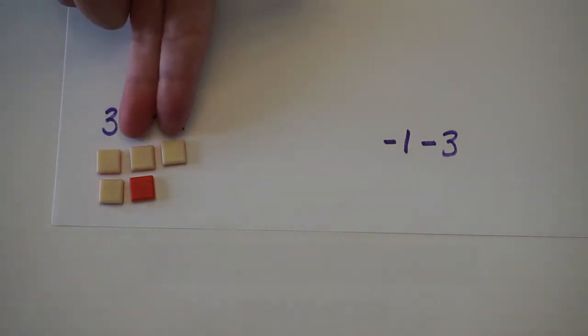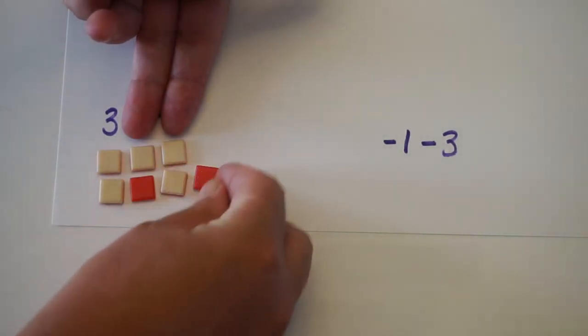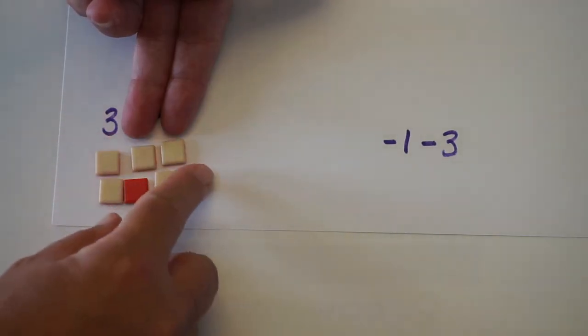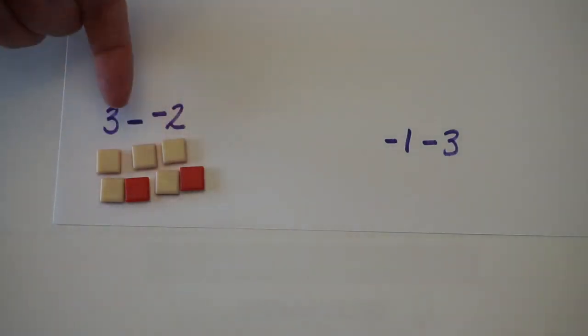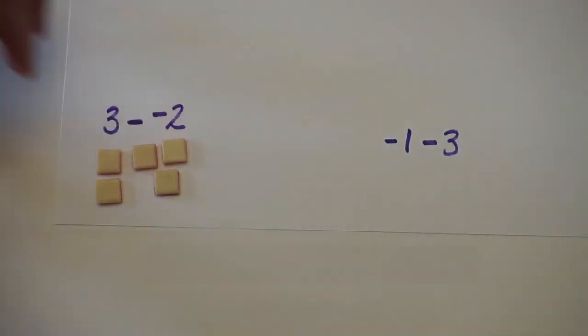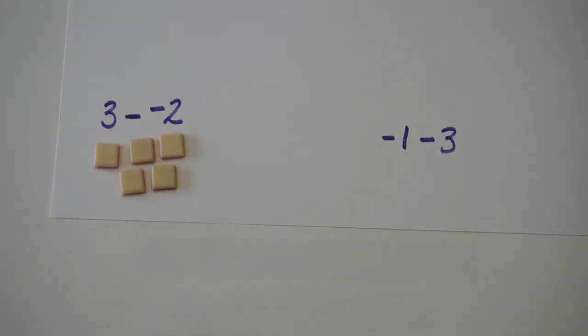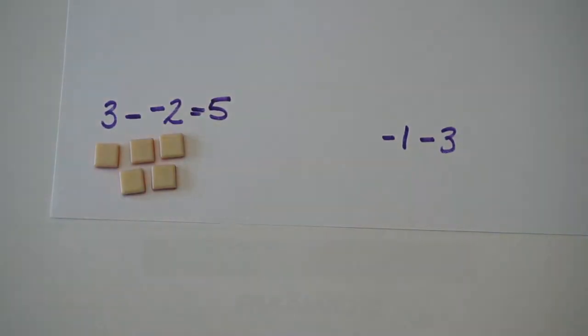What I have right now still represents 3 because it's 3 plus 0. I'm going to put in another zero pair. This is still the number 3 because it's 1, 2, 3 plus 0 plus 0. You can always add 0 to something and you don't change its value. But now I have negatives in here, and so I can take away 2 negatives, or negative 2. When I count what's left, I see that I have 1, 2, 3, 4, 5. So 3 minus negative 2 is equal to positive 5.